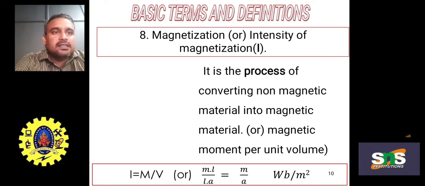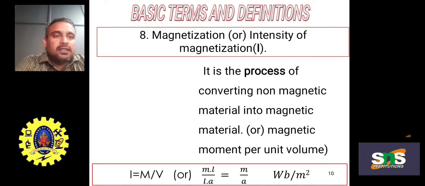Then magnetization, the intensity of magnetization: it is the process of converting a non-magnet into a magnetic material. The symbol used for intensity of magnetization is I. So I equals magnetic moment per unit volume. So first of all, we know about the magnetic field, the magnetic lines and the magnetic lines of force. Now magnetization, then intensity of magnetization.